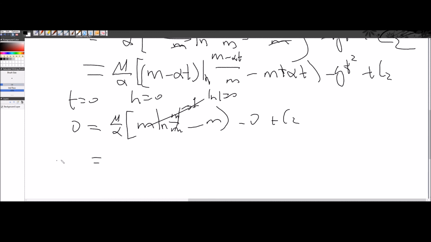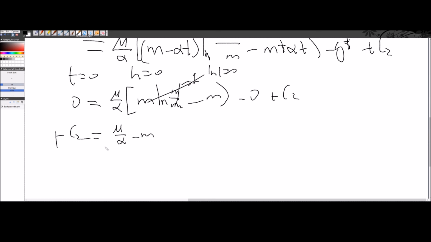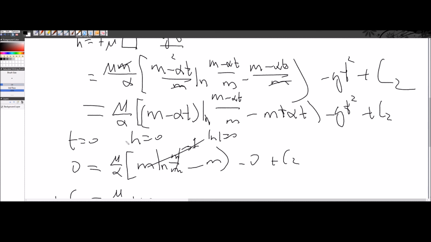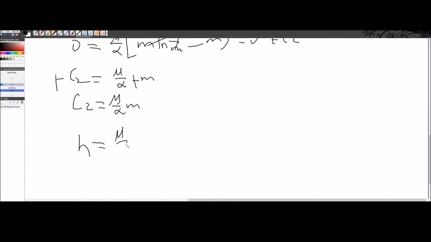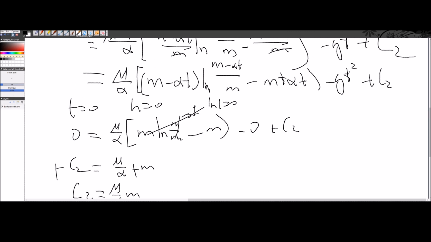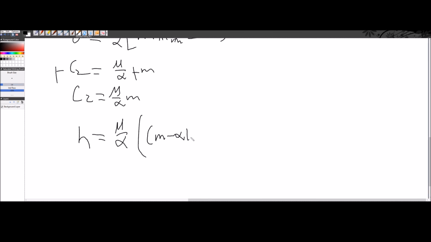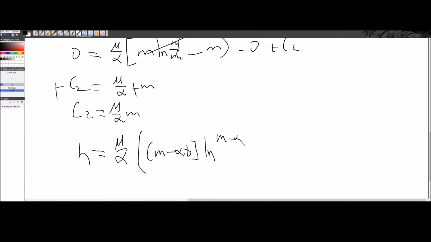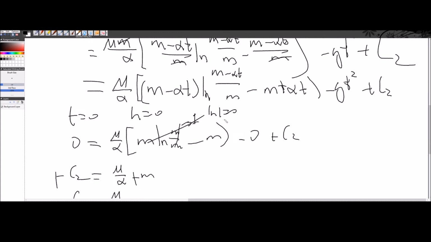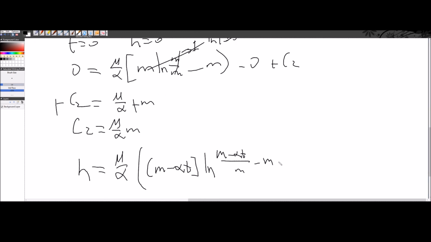So it's just going to be equal to this. So let's put negative C2 over here. It's going to be equal to mu alpha negative m. Right, so cancel, cancel. Your C2 is going to be equal to mu alpha m. So if you plug this back into your h equation, h is going to be equal to mu alpha, I'm going to start with the curly bracket this time, m minus alpha t. Let's end with a square bracket, ln m minus alpha t over m minus m plus alpha t. Let's end with a bracket minus.